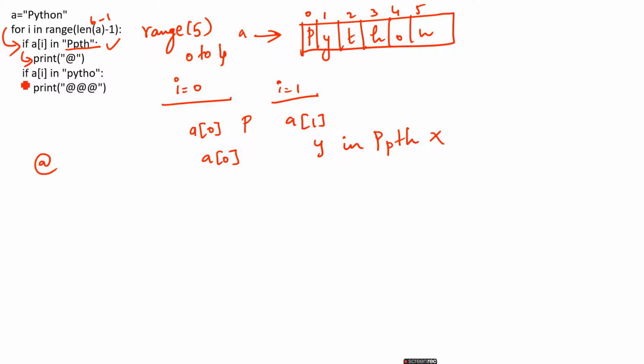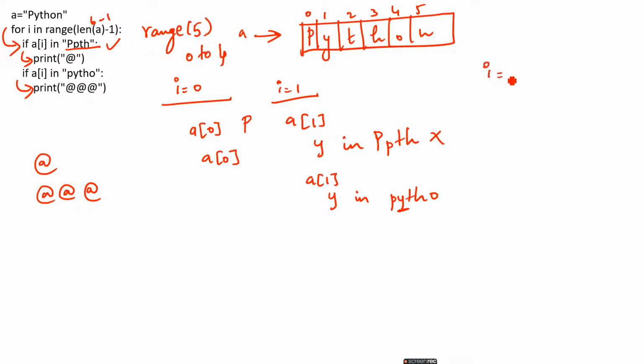So one more if condition is there. We will check that. Whether A of 1, that is Y, Y in PYTHO. Y is present here. Condition is true. So we have to print this statement: @, @, @. Again we will go back to the loop.